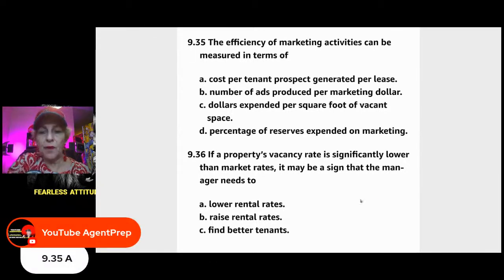So 35 is A. Okay, so we said we had a B, number of ads produced per marketing dollar. No, we're not attracting ads. We're spending money on ads to attract prospects that convert into leases, because those leases will be monthly income.